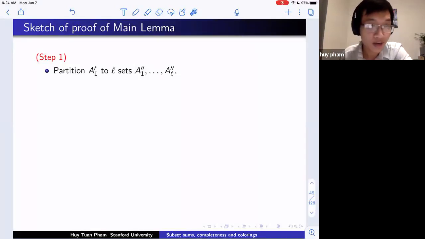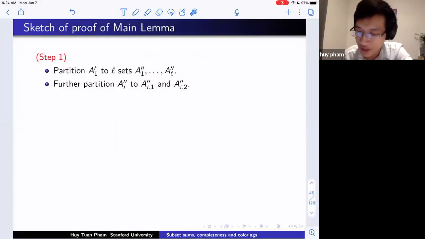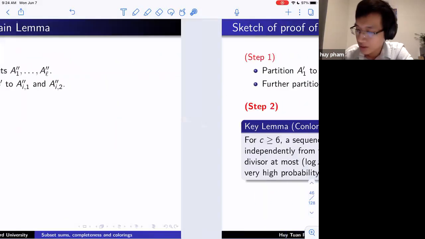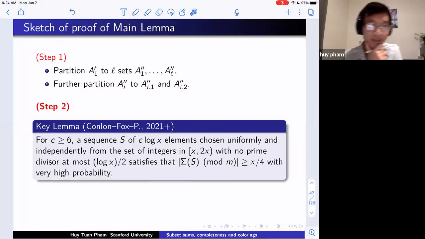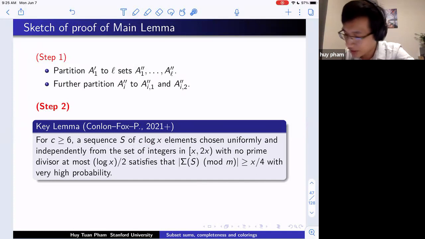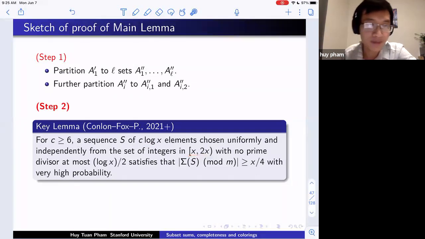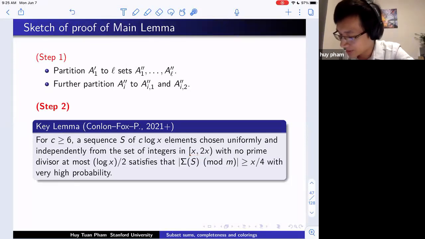We partition A1 prime into L sets, and then we further partition each of them into 2 parts. Then the second step essentially boils down to the following lemma. This lemma says that if we have a sequence S of C log X elements, where C is just an absolute constant that is large enough, and we choose those elements uniformly and independently at random from the set of integers in X to 2X with no small prime factor, then with very high probability, the set of subset sums sigma of S taken modulo M will have size at least X over 4.